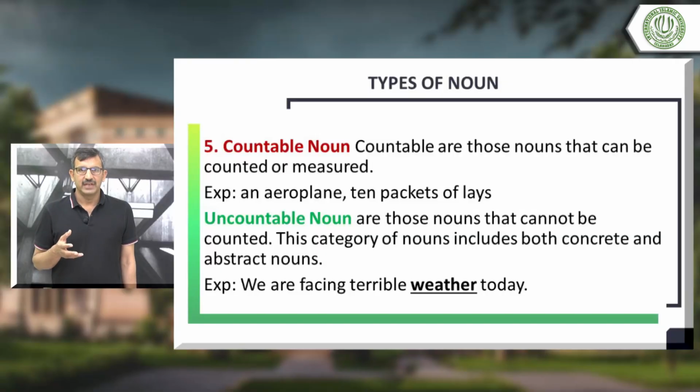Another type of noun is countable noun. Countable nouns are those nouns which can be counted, such as aeroplane, book, chair, pen, pencil, etc. The next category is uncountable nouns. Uncountable nouns are those which cannot be counted. This category includes both concrete and abstract nouns like weather, milk, happiness, war, peace. These are all uncountable nouns. They can also be called mass nouns.